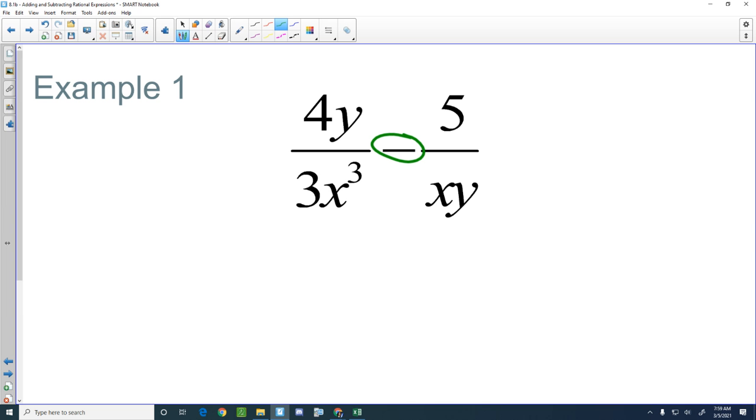So look at the 2 denominators. Ask yourself, what's missing? What does one denominator have that the other one doesn't? And you want to make them the same. So try to make those 2 denominators match.